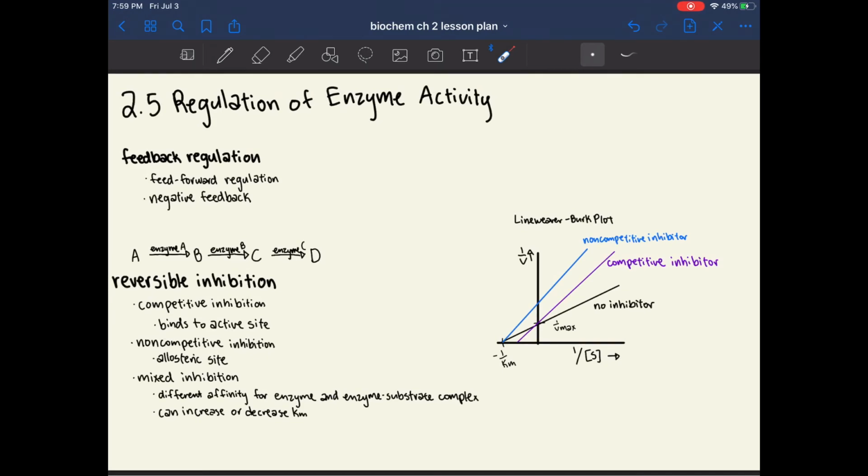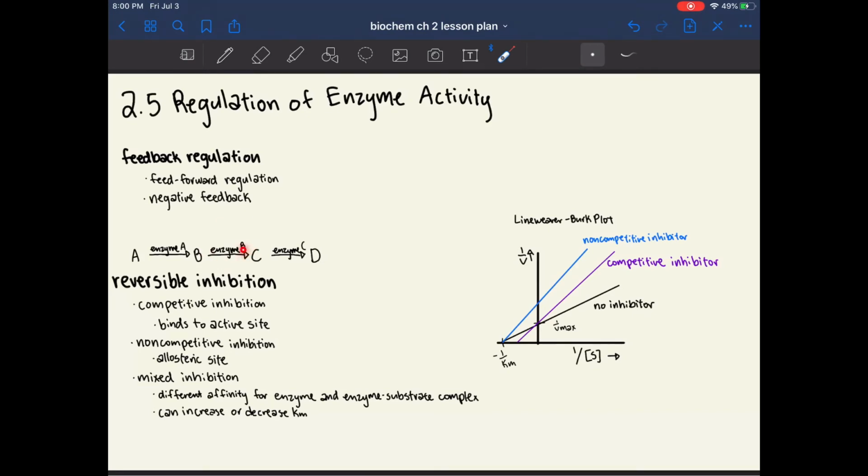Chapter 2.5 is about the regulation of enzyme activity. There are two types of feedback regulation. One is called feed-forward regulation, and the other is called negative feedback. Here I've drawn a generic metabolic pathway. You have substance A, which needs enzyme A to become substance B, and so on until you reach your product, which is substance D. Feed-forward regulation is if, for example, you suddenly get a lot of substance A, and this enzyme B here is typically in its inactive form.